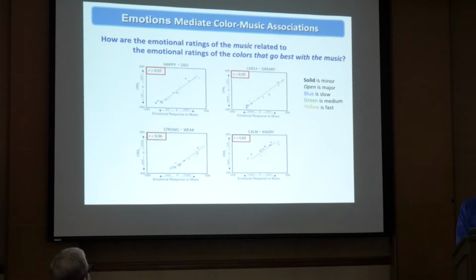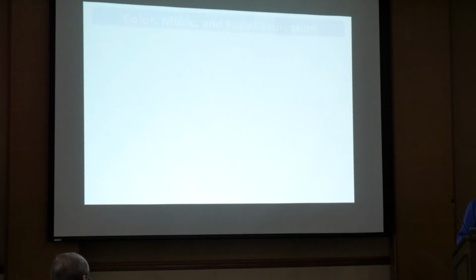Lively, dreary is 0.99, strong, weak is 0.96, and angry, calm is only 0.89. What a disappointment. The conclusion, wowzers, right? This knocked my socks off.